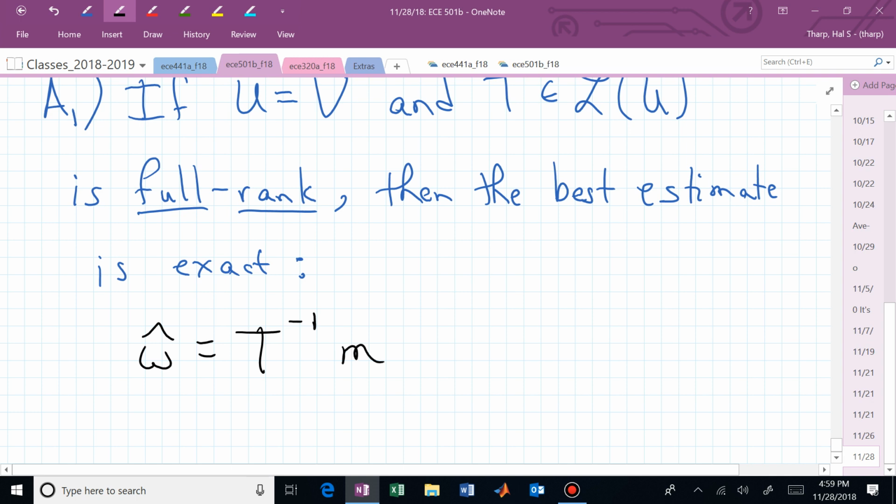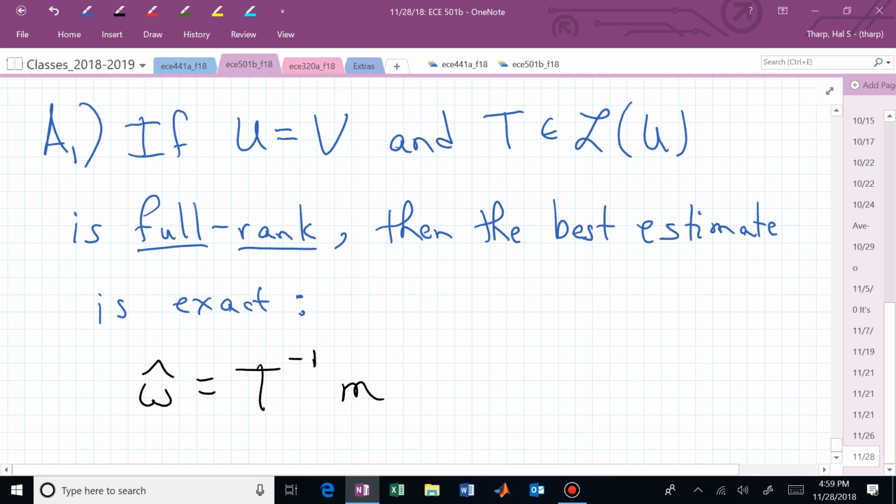Somebody gives us little m, that vector, and they say, what's W hat, or what's W? Well, under these conditions, if the input and output vector spaces are the same, and the linear operator is full rank, all of those columns are linearly independent, it's an invertible operator. It's surjective, it's injective, we have that result, that all three of those conditions are the same.